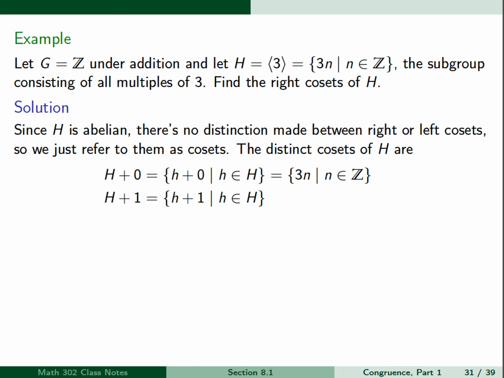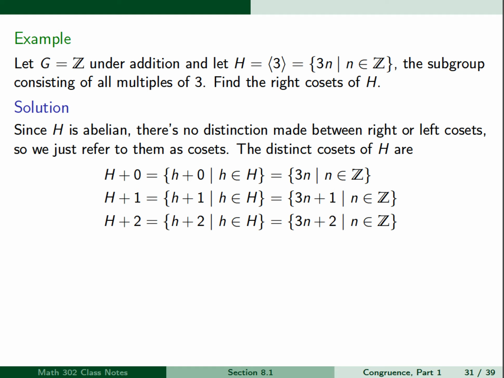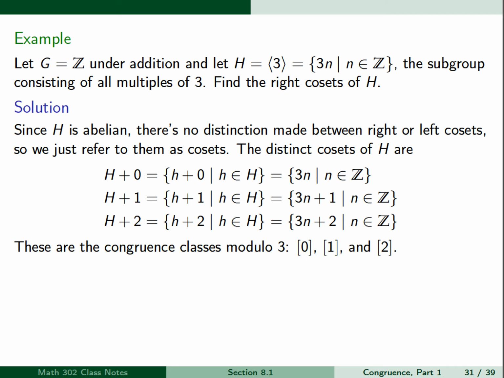H plus 1, this will be the set of little h plus 1 as little h ranges over the elements of H. So this will be the set 3n plus 1 as n ranges over all integers. And then H plus 2, this will be the set little h plus 2 as little h ranges over the elements of H. So this will be the set of 3n plus 2 as n ranges over all integers. Now these are also the congruence classes modulo 3. We could denote them using the bracket notation 0, 1, and 2.